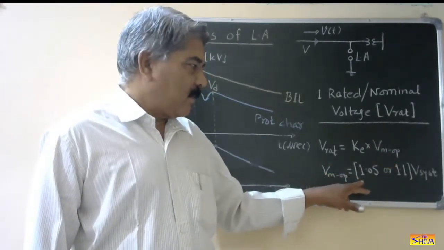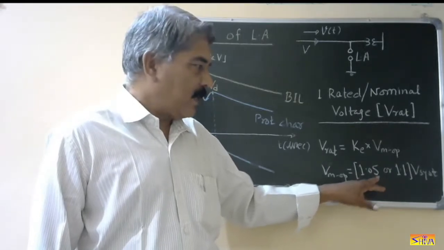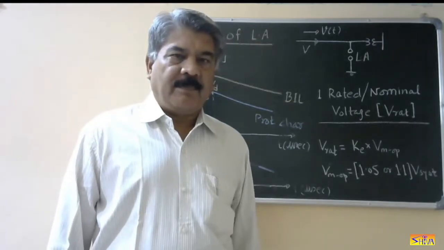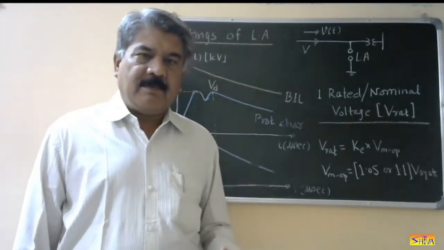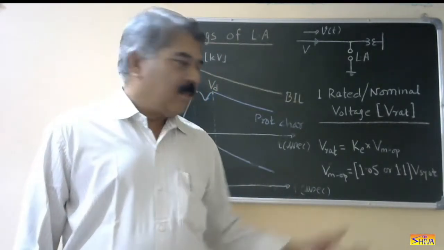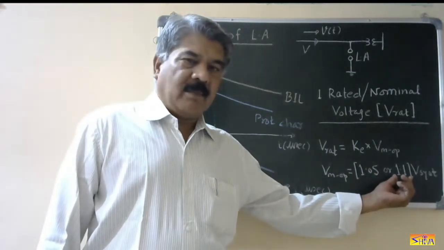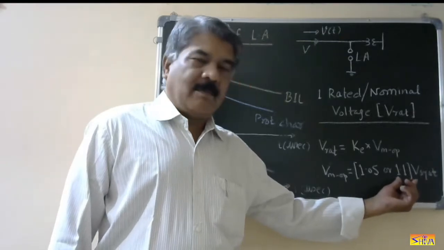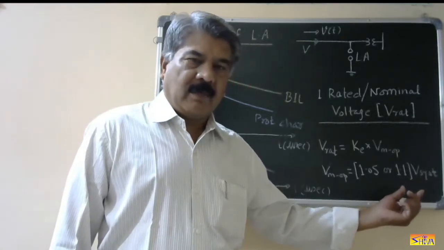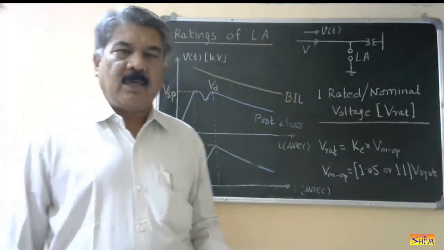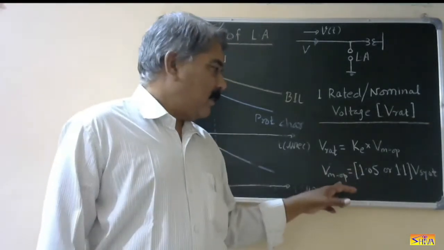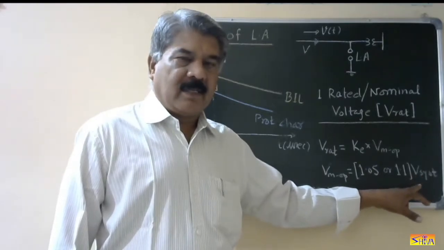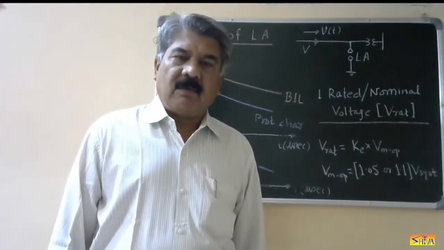It is 1.005 to 1.1 into system voltage. Now, if we consider system up to 220 kV, then we take the multiplying factor 1.1. When system voltage is up to 220 kV, we take the multiplying factor 1.1. So for example, if it is a 132 kV system, then this maximum operating voltage will be 1.1 into 132, that is approximately 145 kV.